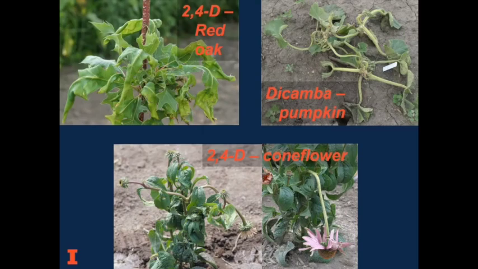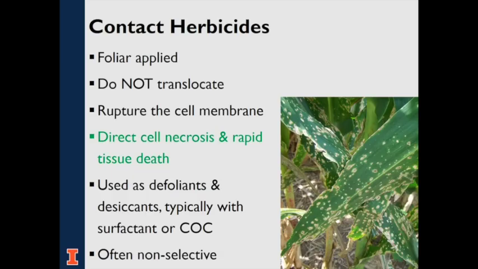Many vegetables and ornamentals are very sensitive to very small amounts of the growth hormone herbicides. Contact herbicides are foliar applied and require good coverage as they do not translocate. They rupture the cell membrane, causing direct cell necrosis and rapid tissue death. These are used as defoliants and desiccants, typically with surfactant or crop oil concentrate.